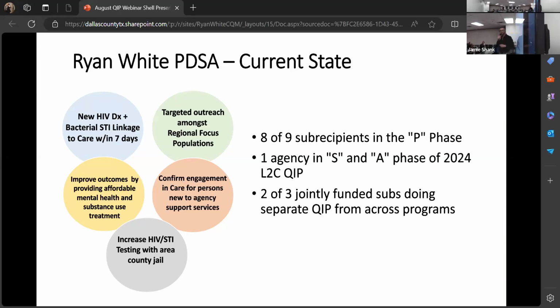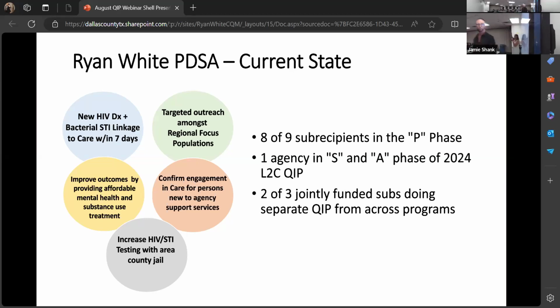We noticed that in some of the submissions, one agency is in the S phase and one is in the A phase. Those are just errors. But we wanted to highlight that piece right there. And then 2 of the 3 jointly funded subs are doing separate QIP from across different programs. So thank you, and I'll pass it over to Jade.